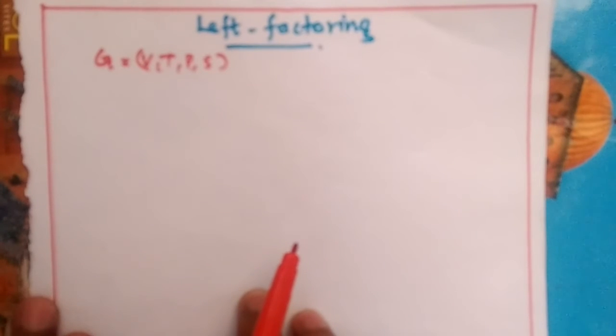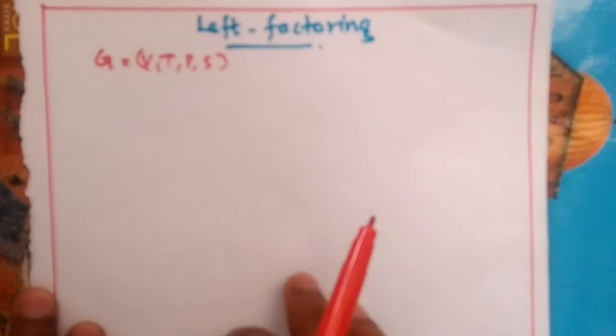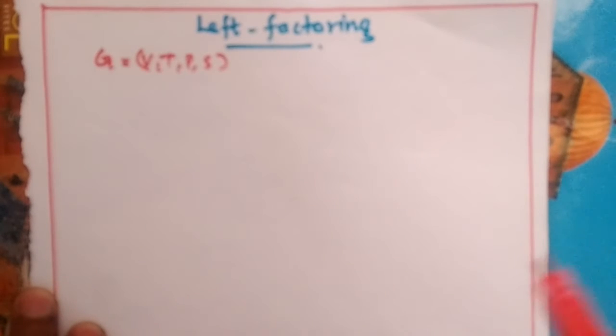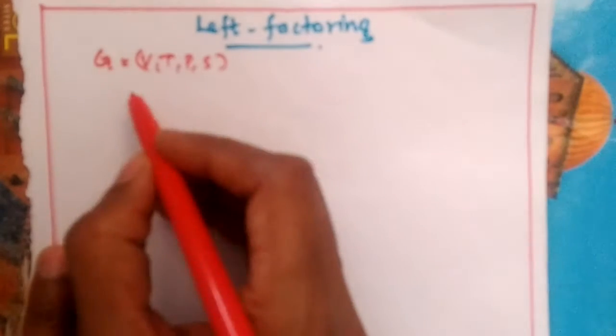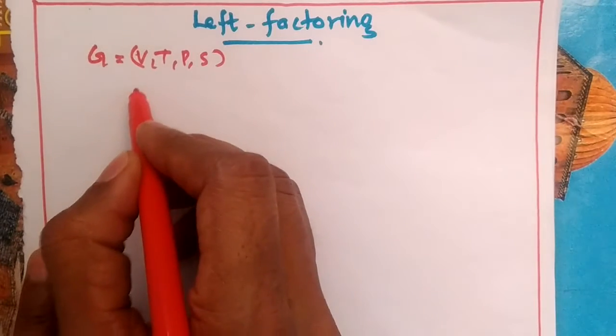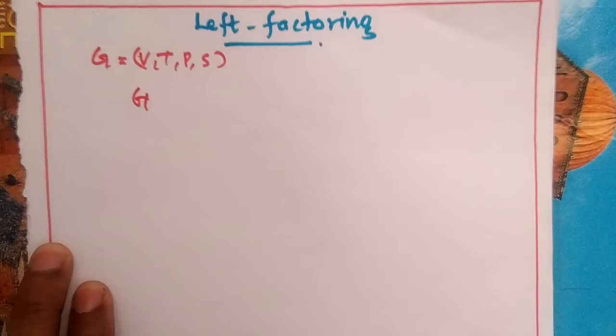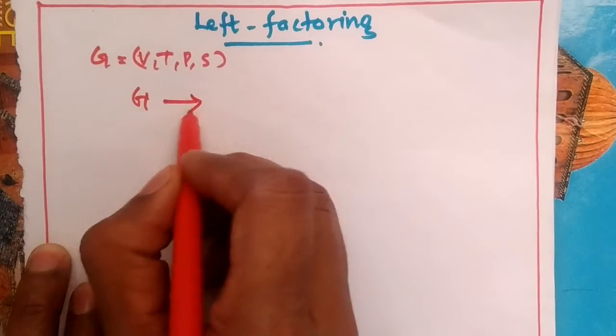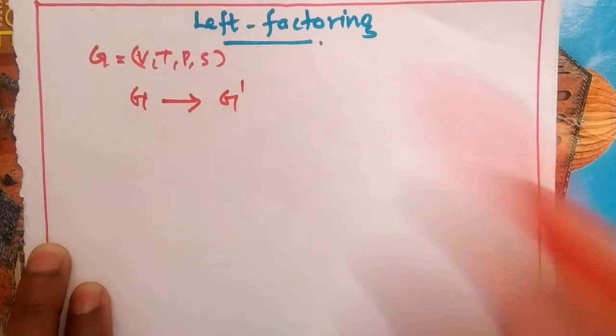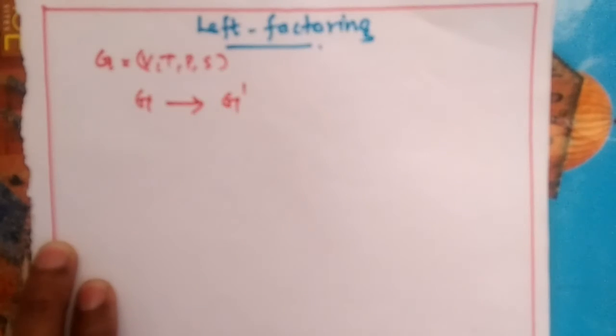Then let us study what left factoring is, how we will do left factoring, and how we can understand left factoring with respect to a grammar. Let G be a grammar that is not left factored, and we will transform this grammar into its equivalent G dash, which should be left factored.